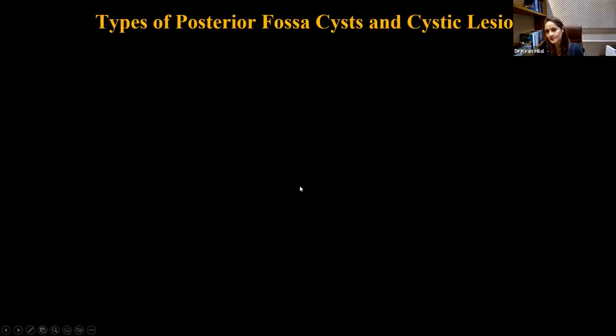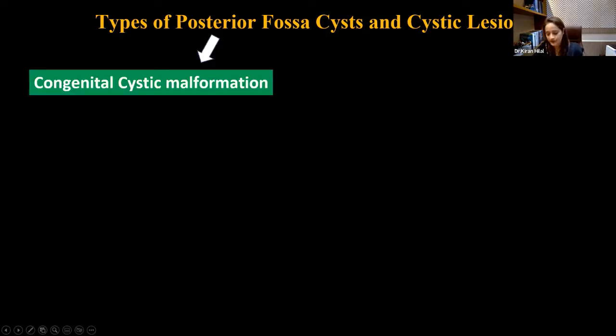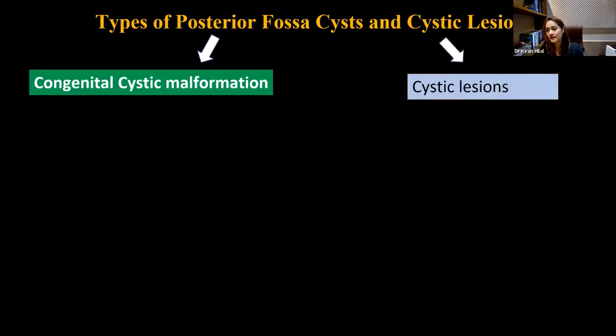So what are the types of cystic lesions? I'm going to show you a very horrible slide. Don't worry, we'll try to make it as easy as possible. There are 2 types of cysts. The congenital cystic malformation: when I say it's a congenital cystic malformation, that means there's some problem in the embryological cascade, and you have the cystic lesion in your posterior fossa by birth. Then there are the cystic lesions which are not embryological or congenital lesions. These can be inflammatory, infectious, or neoplastic lesions.